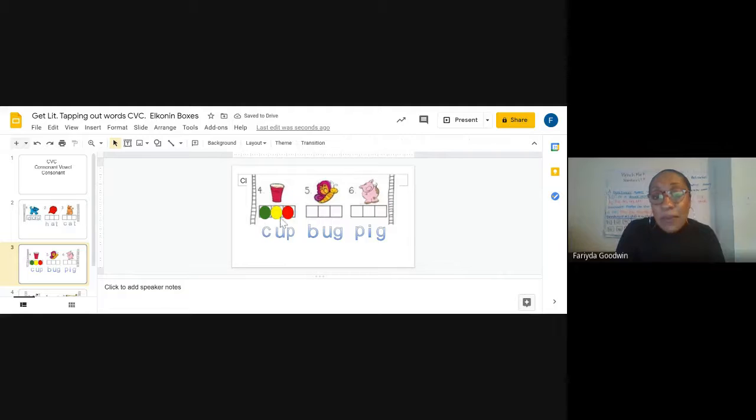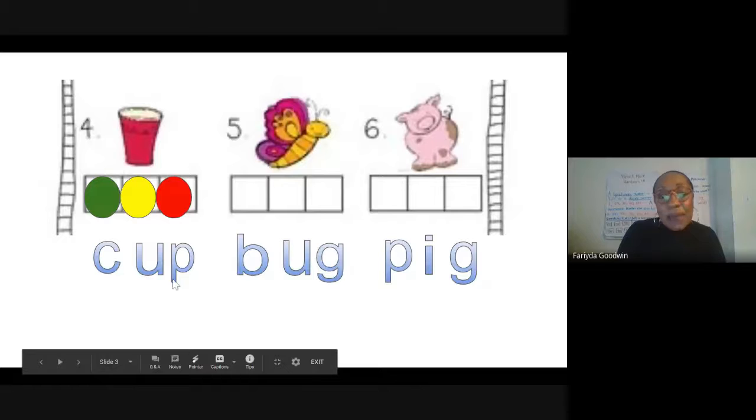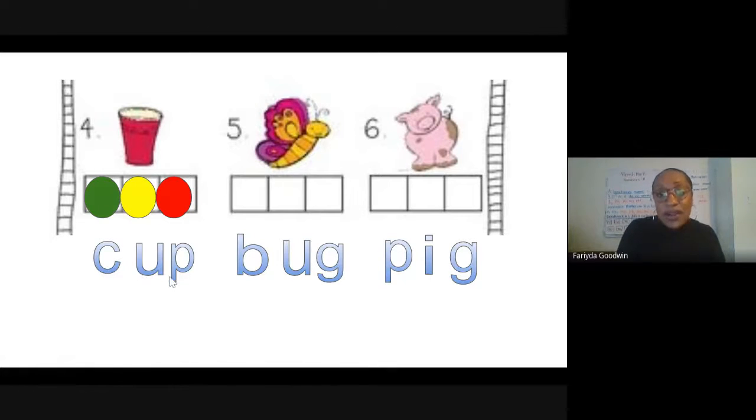And so now they're able to see, and I'm going to put that in present for you guys. They're now able to see that the word cup has three sounds, three letters. I started with C, I had U, and I stopped at P, and now I blended the whole word, and now I get the word cup.